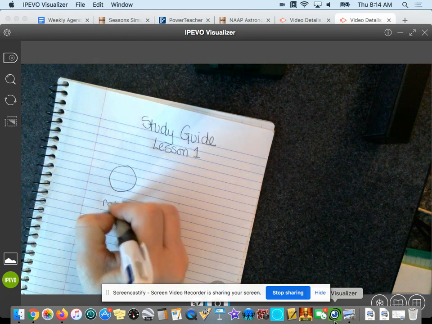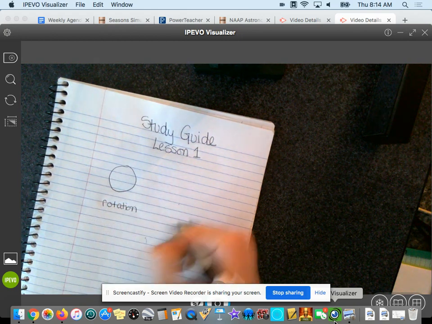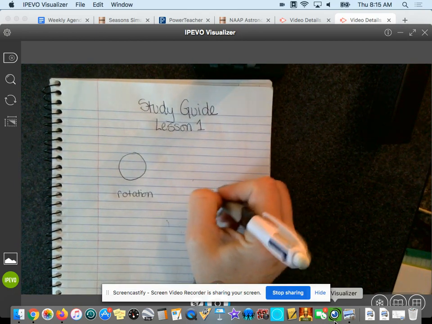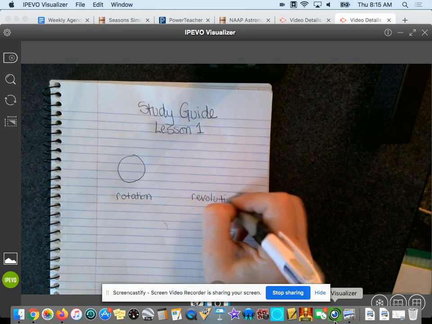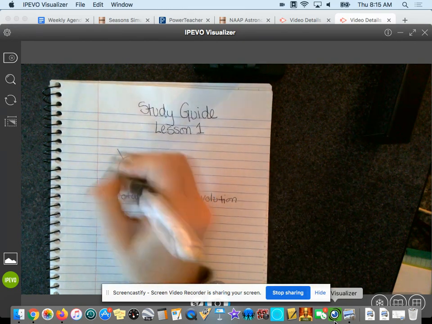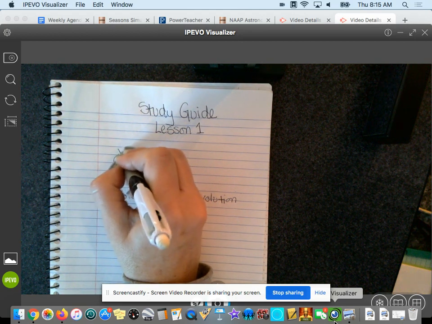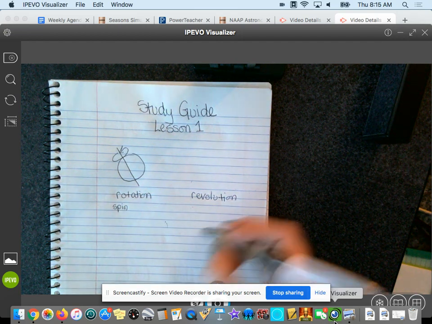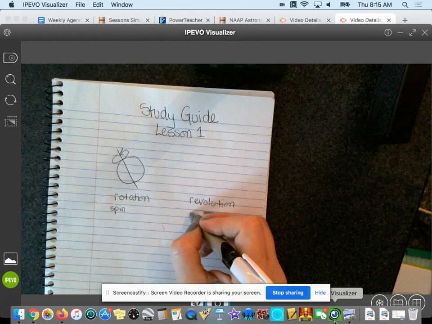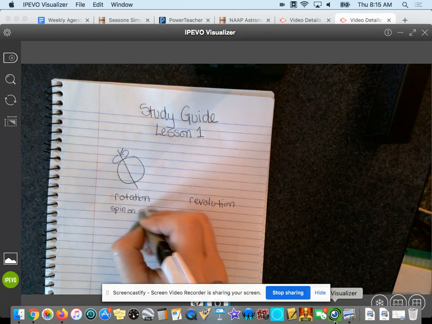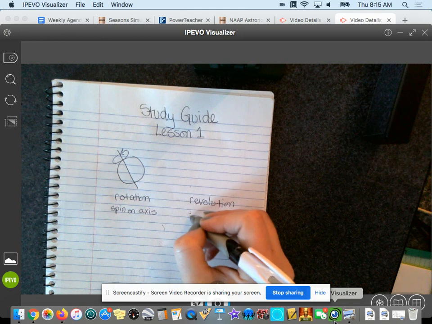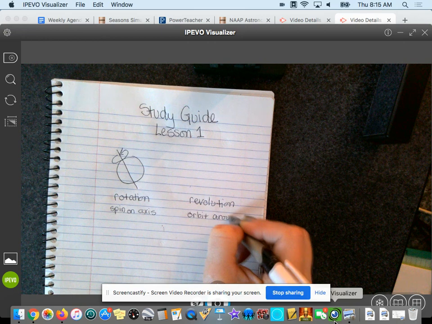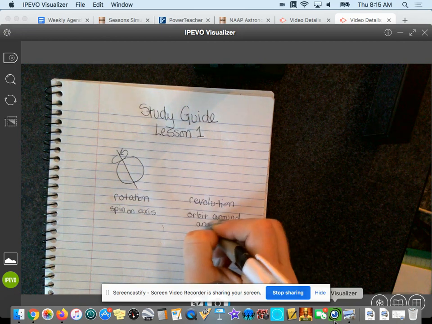rotation and revolution. You definitely want to know the difference between those two words. So rotation is a spin, we'll say spin on axis. And revolution is an orbit around another object.